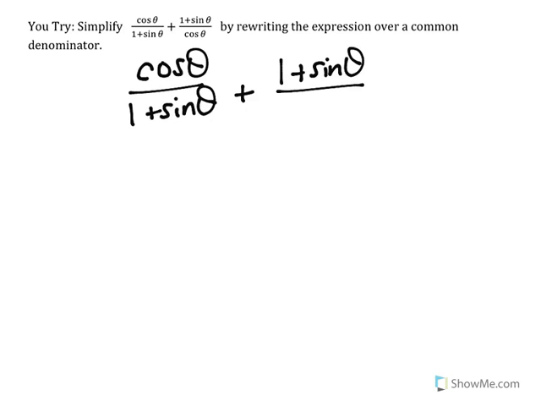Okay? So our last example on today's notes: say we are going to simplify cosine over 1 plus sine of theta plus 1 plus sine of theta over cosine by rewriting with a common denominator. As I said, when we are finding our common denominator, the easiest way to do it is just to multiply the two denominators, whatever they are. So we have cosine of theta times 1 plus sine of theta.